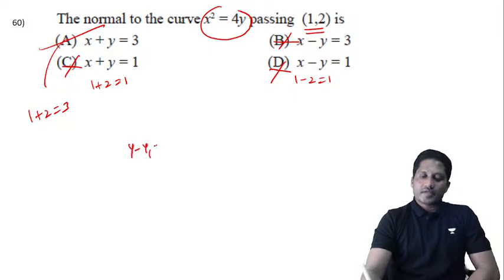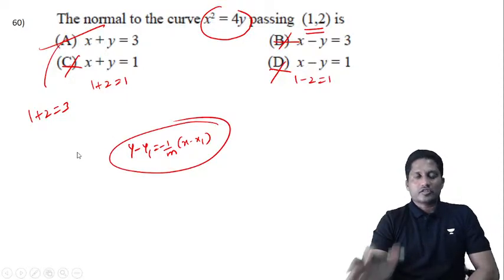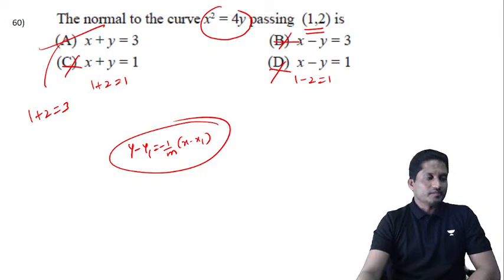Equation of normal is y minus y1 is minus 1 by m into x minus x1. This is calculus method, or you use the coordinate geometry method and find the equation of the normal.